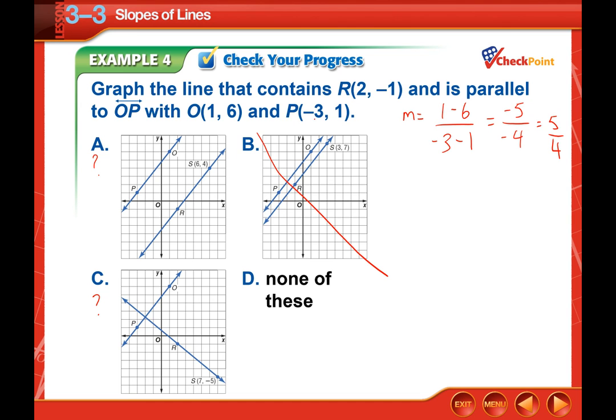So here, if we have P at (-3, 1), that seems to match here. So these 2 points are matching. If I go up by 5, 1, 2, 3, 4, 5, and I go over by 4, I reach O. So that seems to match this here, and I can see that this is parallel. I go up by 5, 1, 2, 3, 4, 5, and then over by 4, and I reach this point S. This is our correct choice.